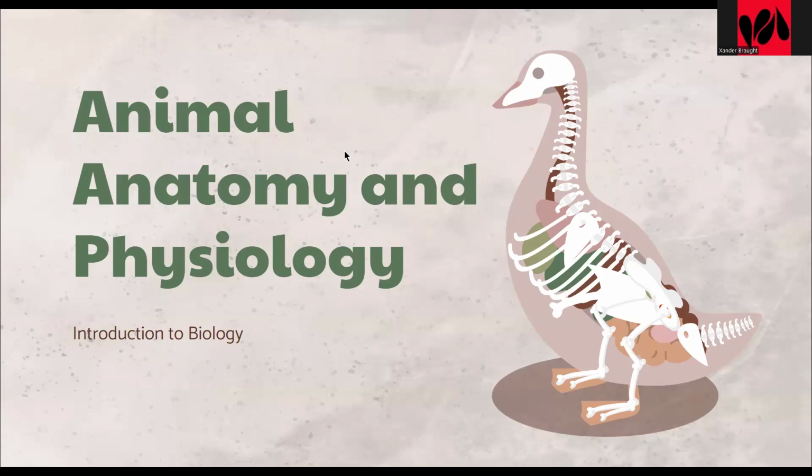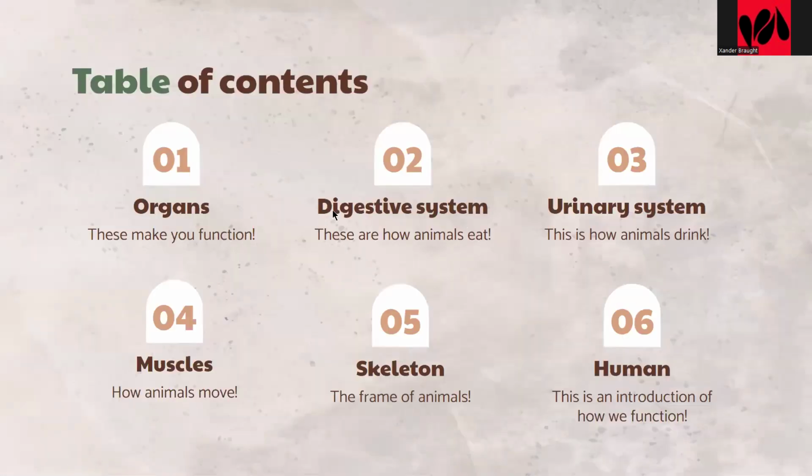Maybe a little bit of the skeletal system as well, but from there you'll have to go and take the anatomy and physiology course to know more if you're interested. But let's get started. So we're going to start off with organs, what organs are, how they work. Then we're going to go into digestive system and urinary system, which is just a multiple series of organs that digest food and water. Muscles, which is how you move.